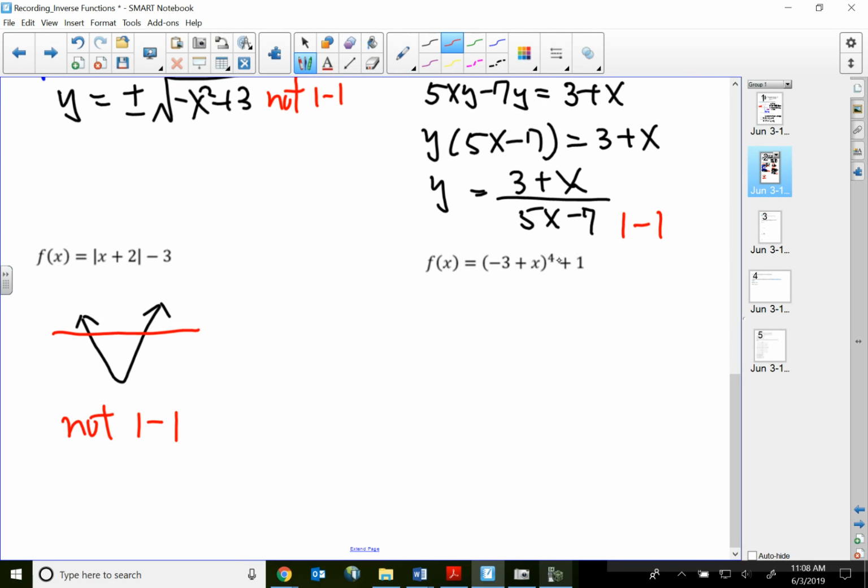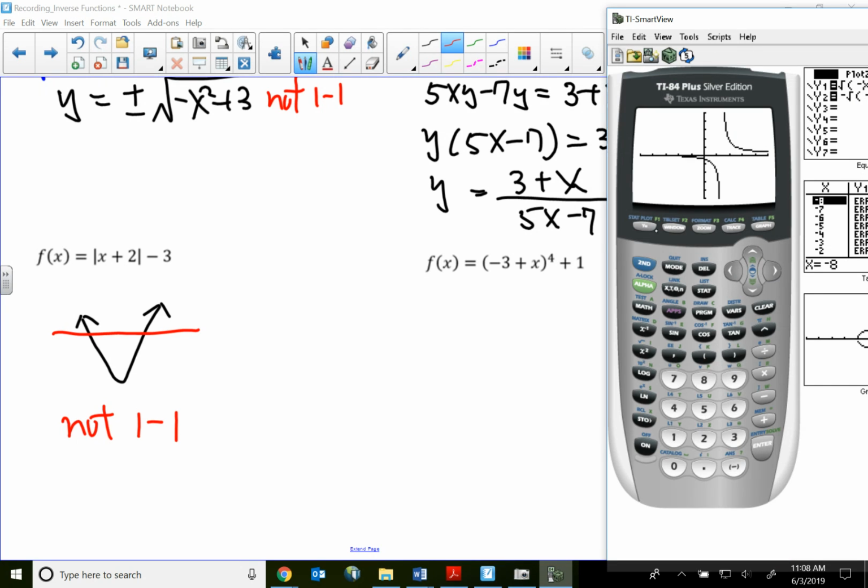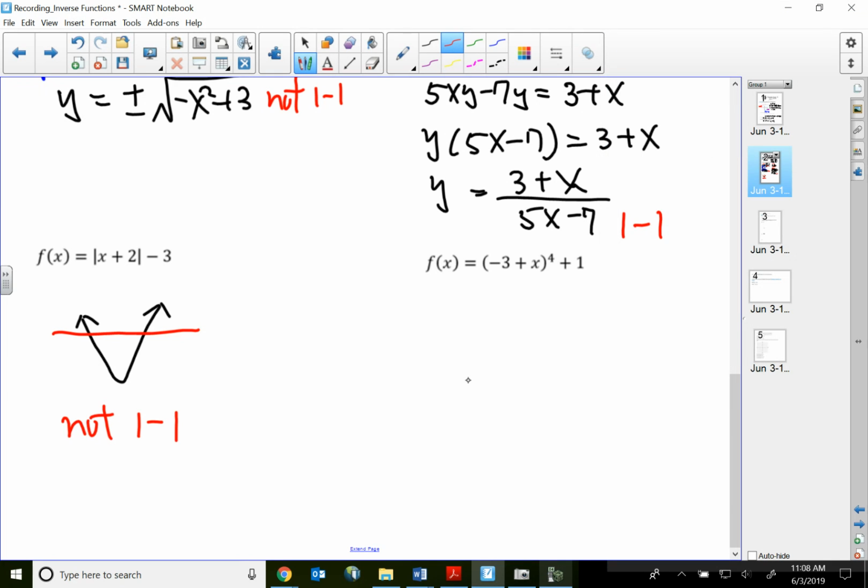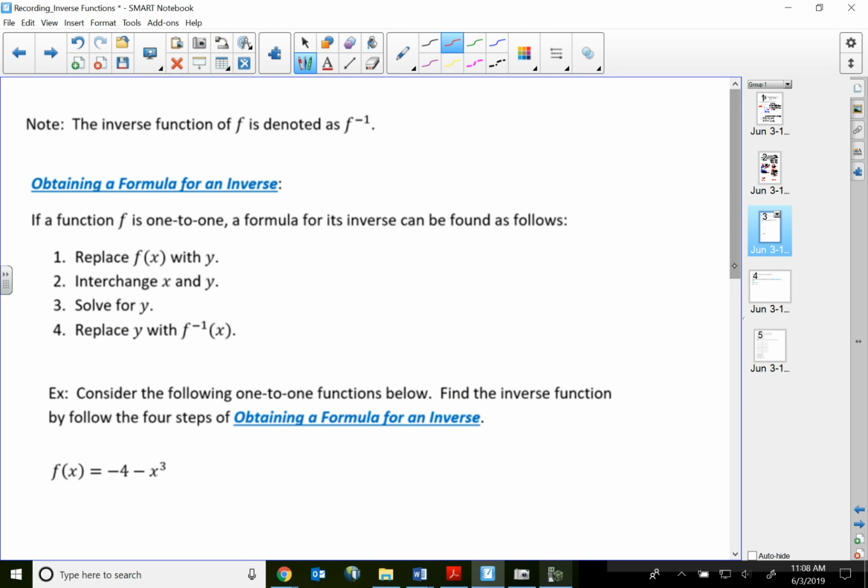All right, to the fourth power. I don't think we ever did one like this. We will actually start introducing higher exponents than 3 in a different week here. Parenthesis negative 3 plus x, whole thing to the fourth power, plus 1. Sorry about that. I'm going to go back to the extended window. All right, it's a U-looking graph. So if I draw a horizontal line through it, it's actually not going to be one-to-one again. Okay. All right. So those are horizontal line tests.